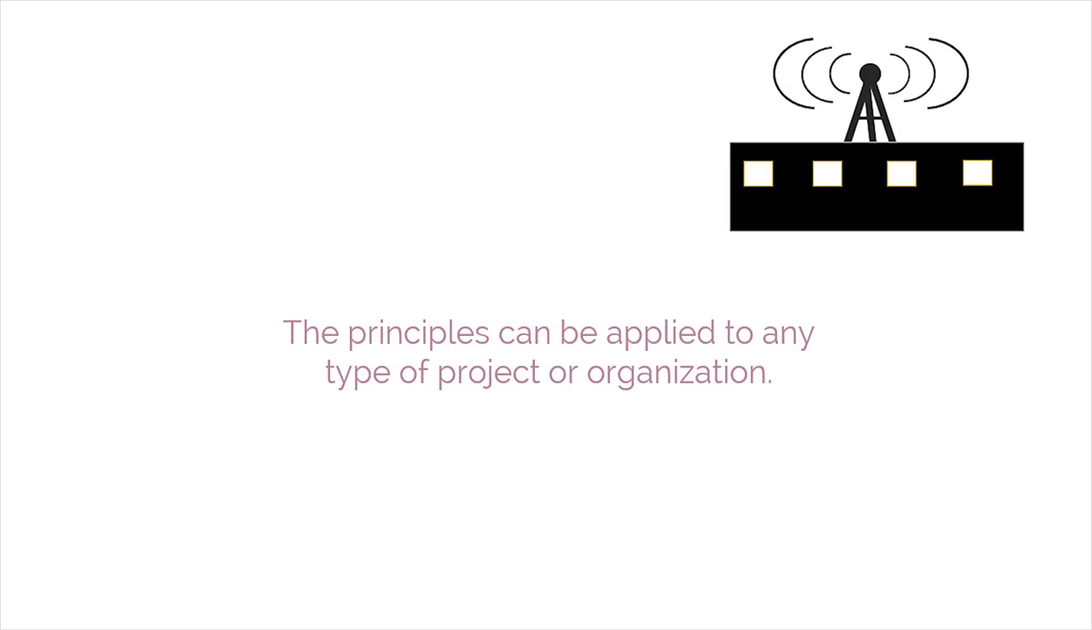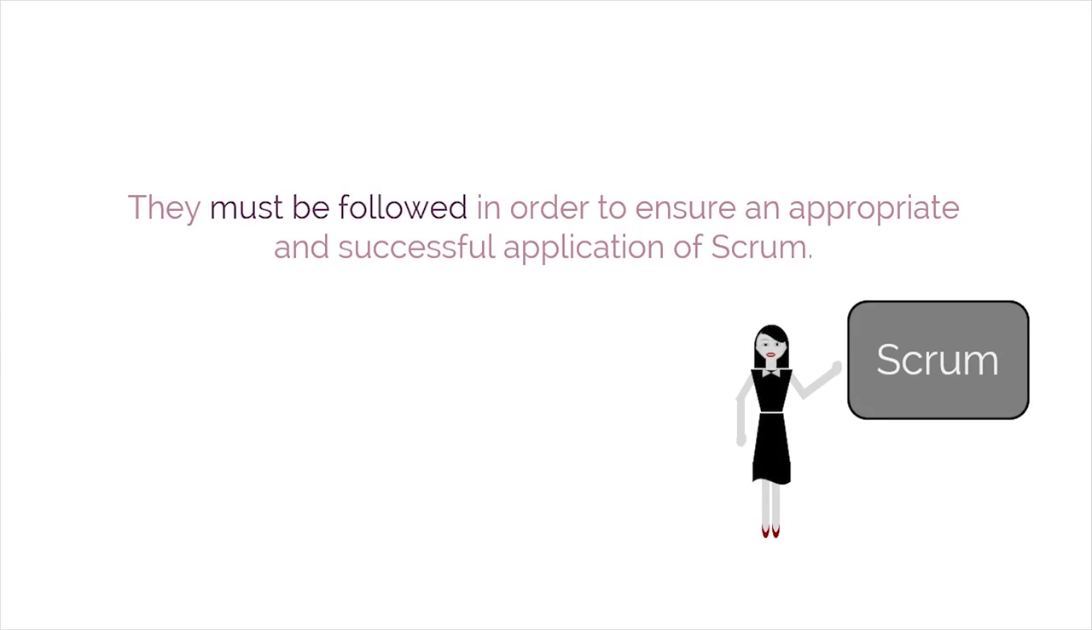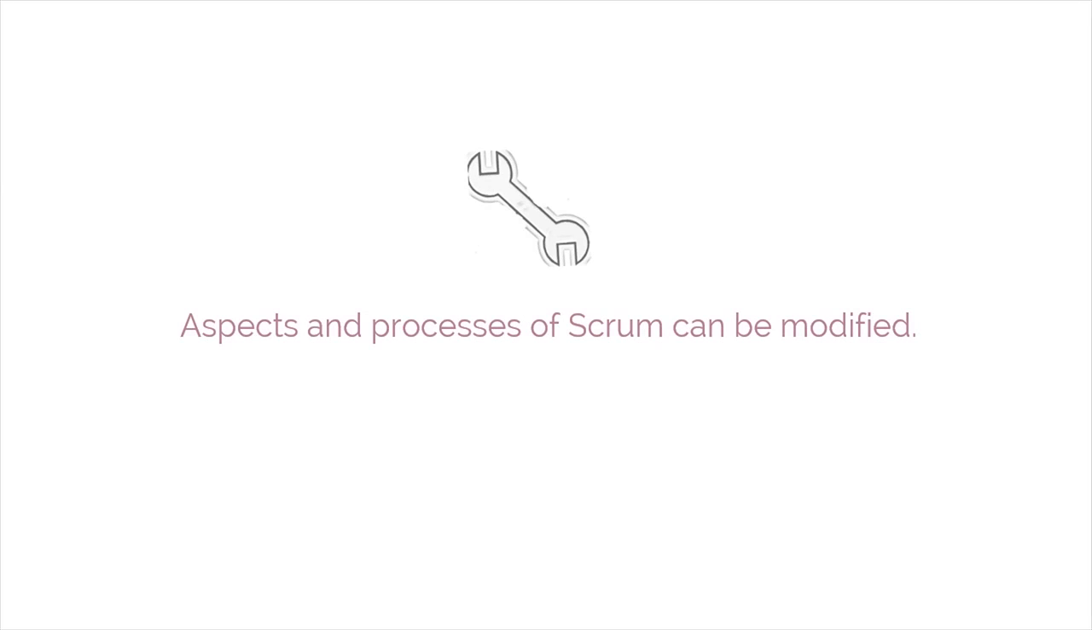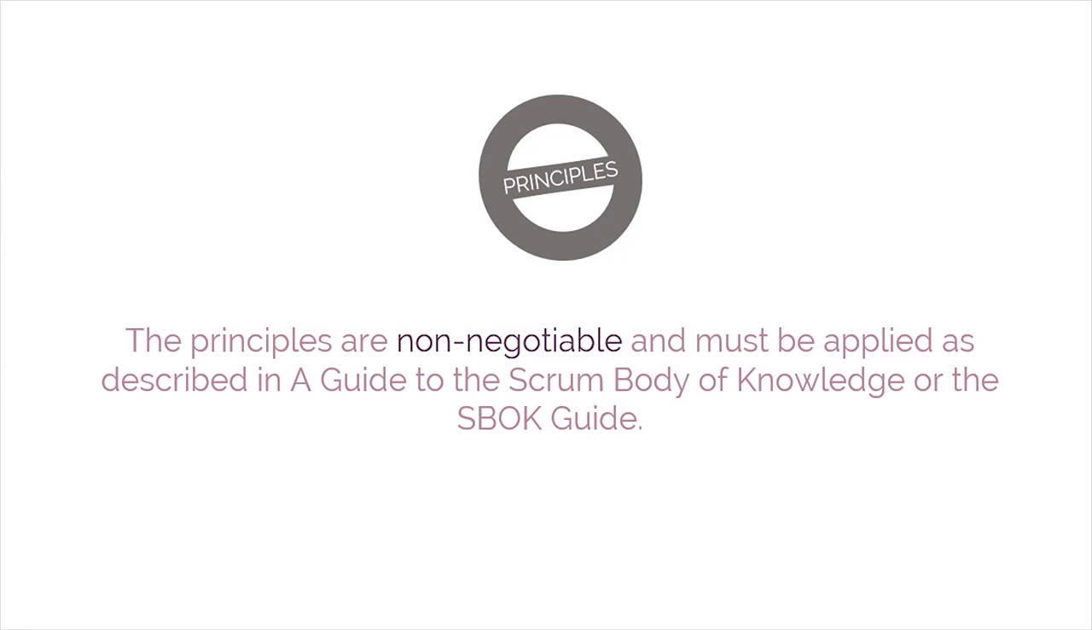The principles of Scrum can be applied to any type of project or organization. They must be followed in order to ensure an appropriate and successful application of Scrum. Within the scope of these principles, the aspects and processes of Scrum can still be modified to meet the requirements of a specific project or of the organization using them. The Scrum Principles themselves, however, are non-negotiable and must be applied as described in a Guide to the Scrum Body of Knowledge, or the SBOK Guide.